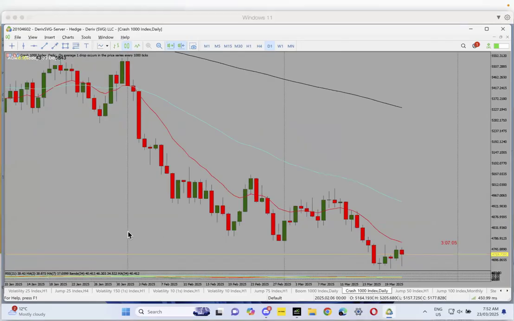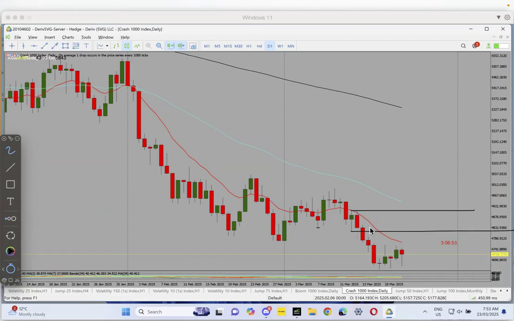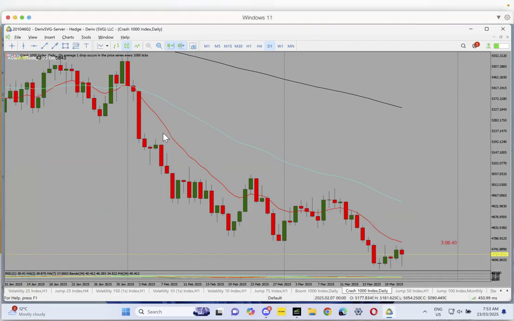Yeah, that's how far I can go. But neckline right there, right? And then order block right here. So this is the area I would love to see the market come to. I love how the high of the neckline and the order block are the same, but this is where I'll be looking to see the market come to.